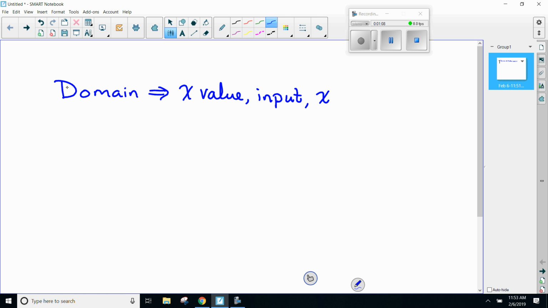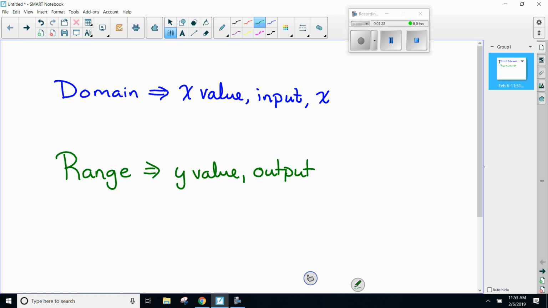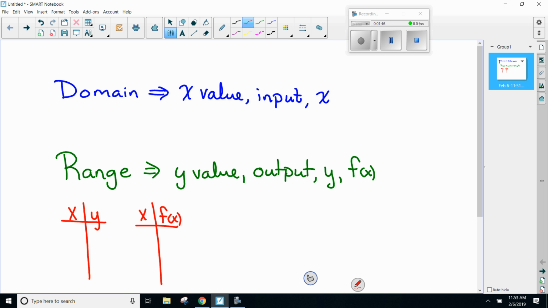Do you remember what range is? The y value. So range, we could describe it as just the y value. You could call it an output value. If you put a number into a machine, it's going to perform a calculation and it's going to spit out an answer. We could call it just y, or y means the same thing as f of x. So sometimes you could just see it as f of x. If you were to look at the table when we talk about x and y, we could say that f of x means the same thing as x and y.